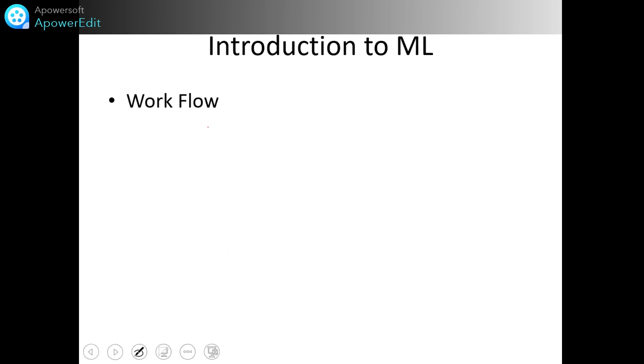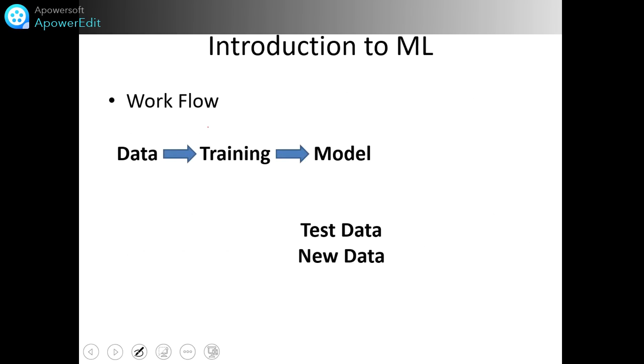Now the workflow of ML is like this. Initially we have data, and we use this data for the training purpose, through which we will get the model, and we will apply the new data or the test set data over that model to answer the new questions. So this is the very basic flow. We take data, we train the model, and once our model is trained, we can apply new data to answer questions according to the new data.